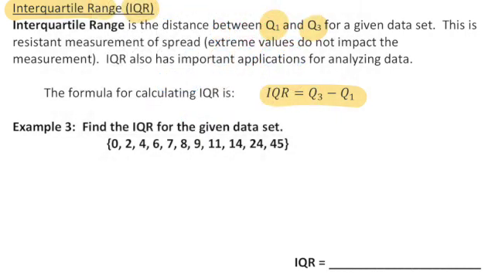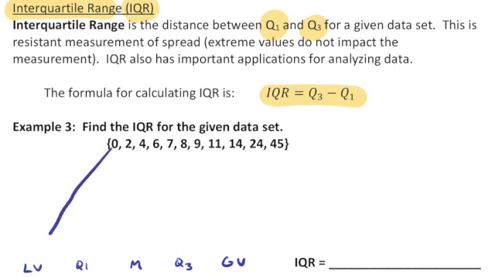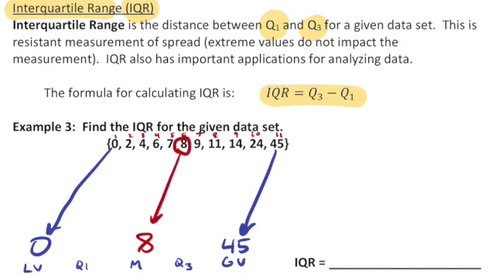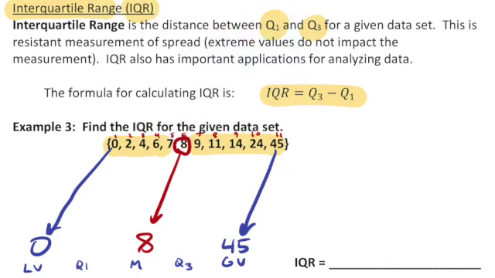In order to find IQR, we're going to start by finding our 5-number summary. This data set's already in numeric order. So 0 is going to be our LV, 45 is going to be our GV, and since we know there's 11 data values, the middle one will be the 6th value, 8. That's our median. Now remember, the median cuts the data set into 2 halves, each with 5 numbers. The middle number from each of these halves is our quartiles. So in this case, it's 4 and 14. And this gives us our 5-number summary.